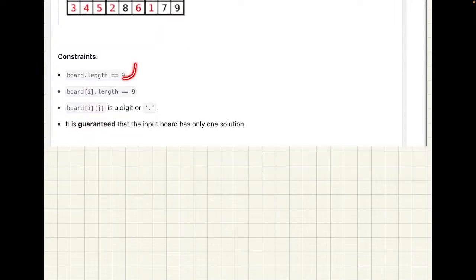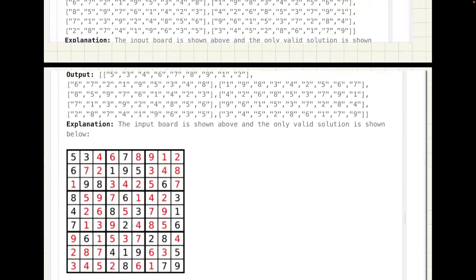Board dot length is 9. That is obviously true. And board i dot length, so each row is having 9 such boxes. And then board i j is a digit, which is 1 to 9, or it can be a dot. So input is actually a string. So these numbers are actually strings.